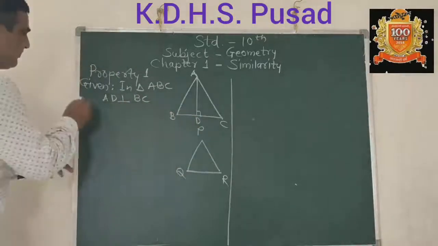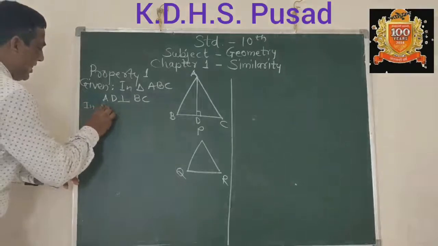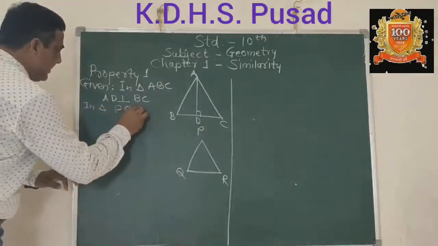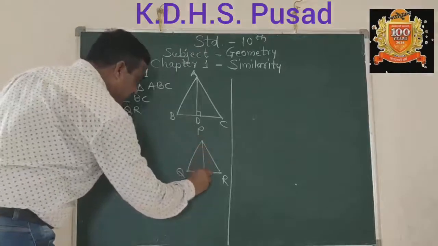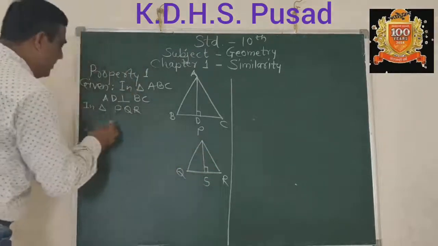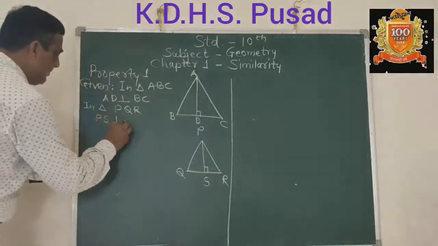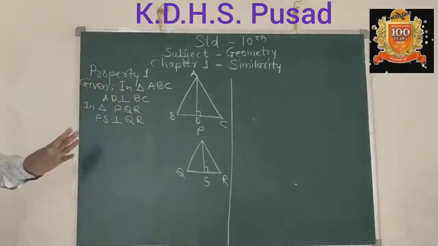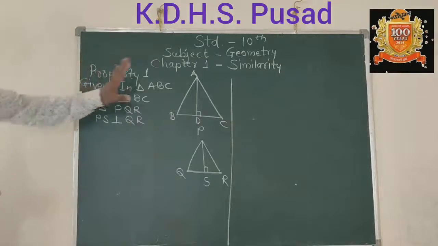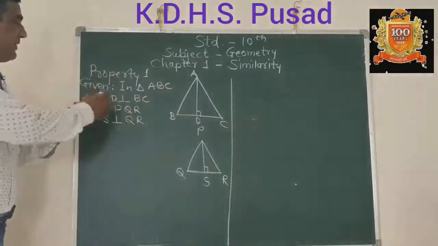Now in the same way, in triangle PQR. Again, as we want area, we want base and height. So here PS perpendicular on QR. Okay. So we got given. For area we want base and height, so base and height are given to you.